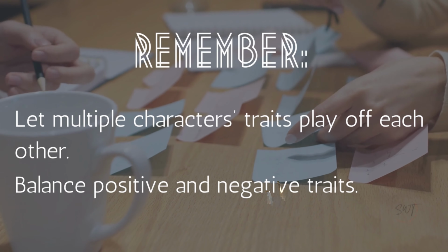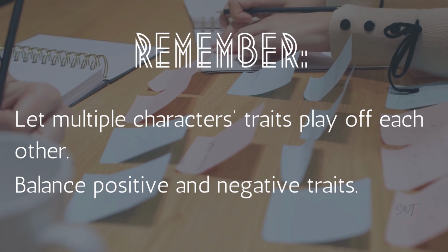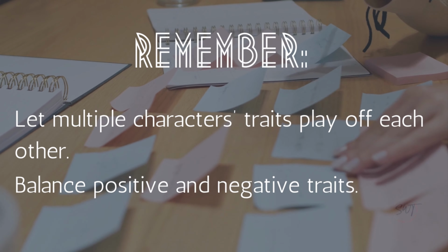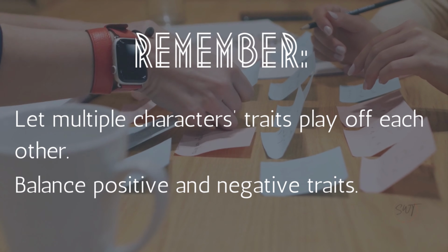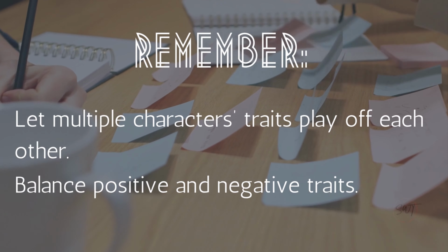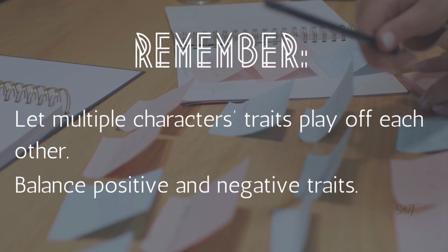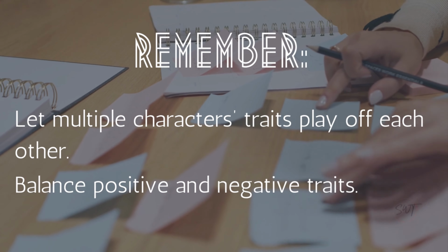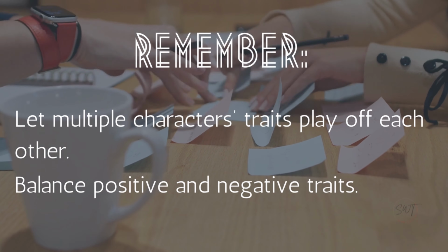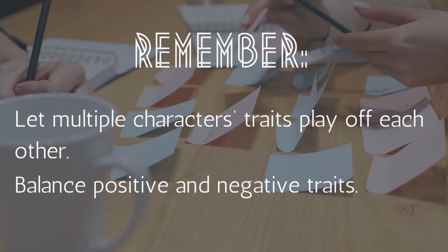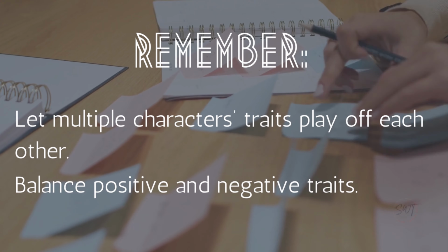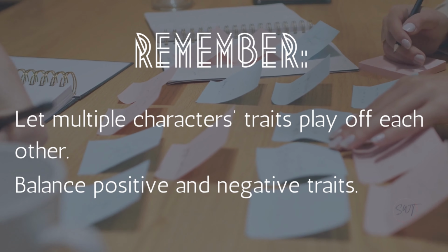Now, here are a few things to remember when you're creating your character's traits. If you have multiple characters, whether they are main characters or side characters, it's always a good idea to have the different characters' traits play off of each other. This way, you will automatically create friction, tension, and conflict between characters. Also, try to balance out the positive with the negative, maybe even especially with your protagonist. Make sure that every character has a mix of positive and negative traits. You don't want any character to just be good or just be bad.